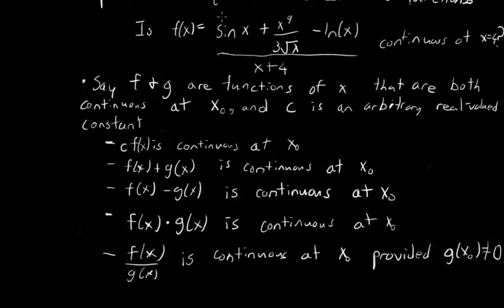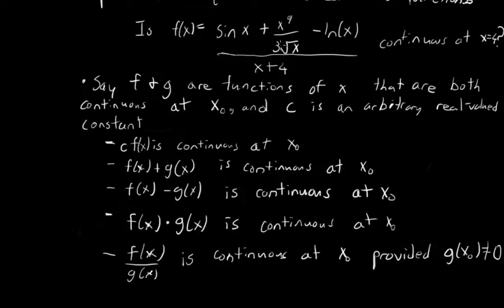Well, we know sine of x is continuous at x equals 4 because it's continuous everywhere, right? We know the numerator here, x to the 9th, is continuous at x equals 4 because x to the 9th is a polynomial function with a positive integer valued exponent for x. We know that the square root of x is continuous at x equals 4 because it's going to be continuous wherever it's defined. It's defined for all positive values of x.